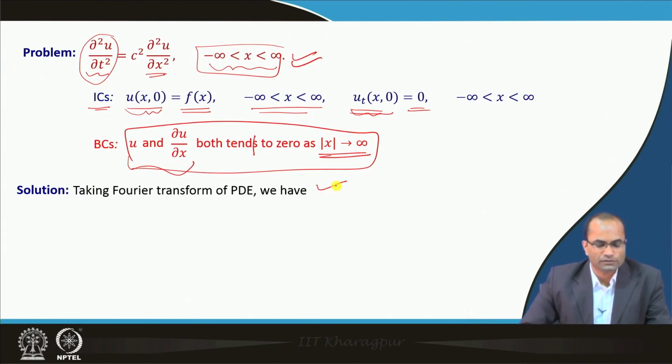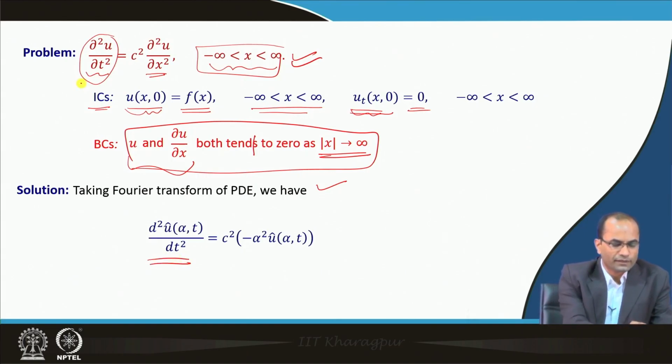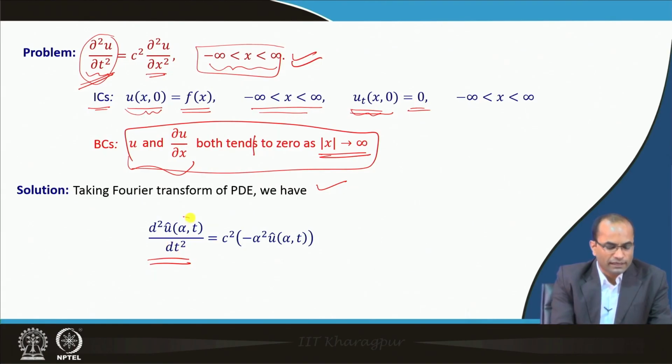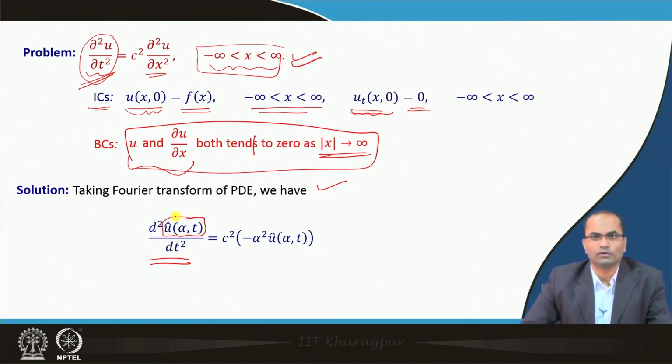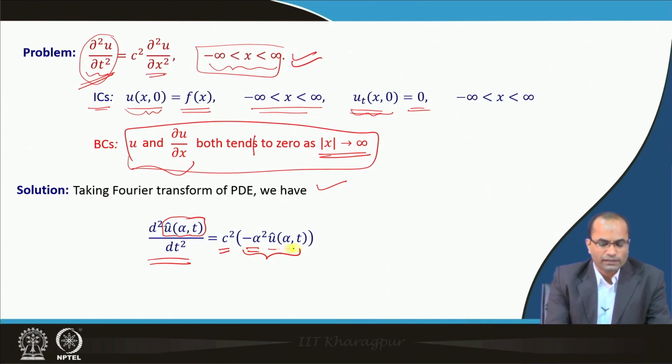So, now taking the Fourier transform of this given wave equation, what we will get? This del 2 over del t square, because we are not taking the transform with respect to t, we are taking it with respect to x, so this t will remain as it is, and we have here the Fourier transform of u. On the right hand side we have c square already there, and applying the derivative theorem on the second derivative del 2 u over del x square, we will get minus alpha square and the Fourier transform of u.